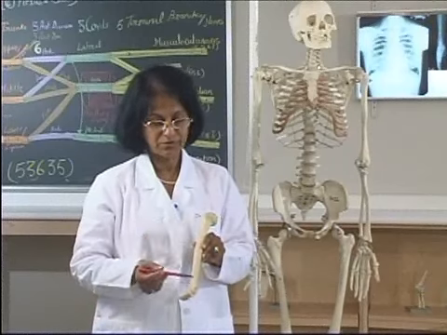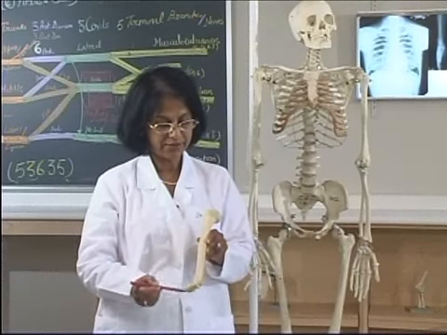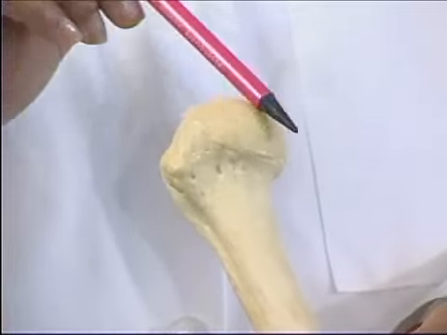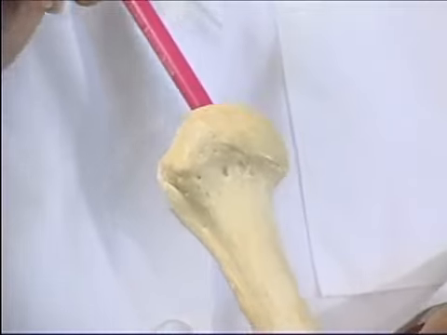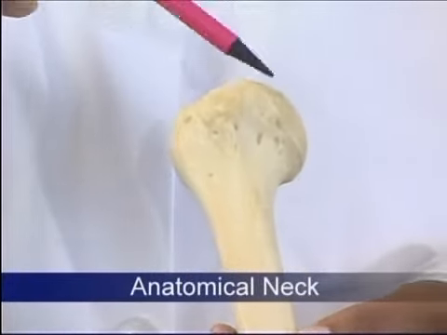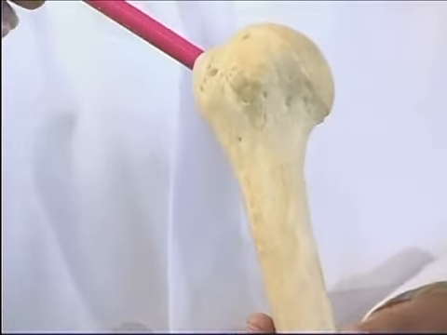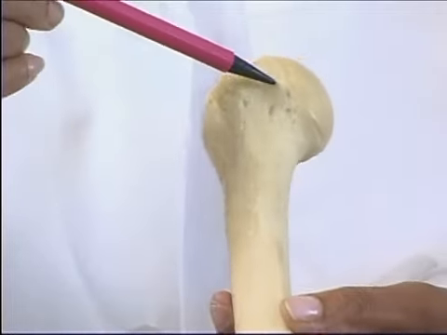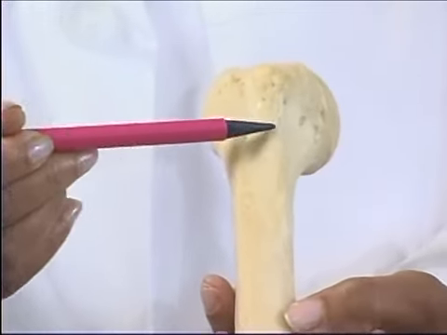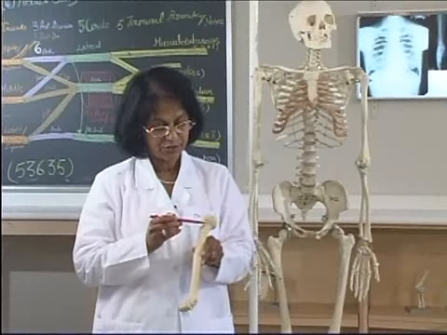Humerus is the longest bone of the upper limb. It has an upper end, a lower end, and a shaft. The round area here, one-third of a sphere, is the head of the humerus. This constricted area around that head is the anatomical neck of the humerus. The anatomical neck gives attachment to the capsule of the joint. This slender area where the upper end is joining the shaft is called the surgical neck of the humerus. There are two bumps here.